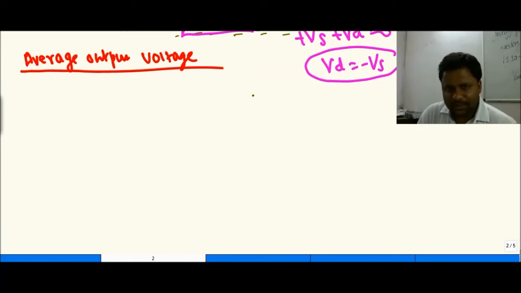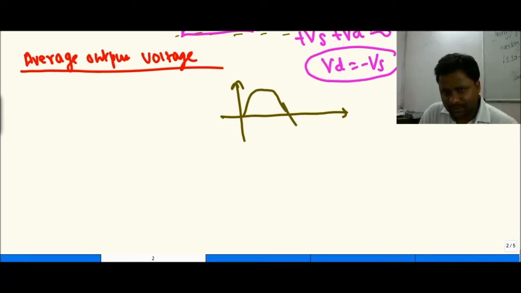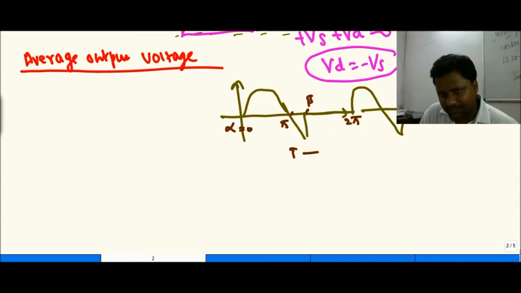So this is the waveform that we are obtaining in the RL load. It is going to be like this fashion, and repetition. Here this is alpha, which is 0. This is basically pi, and this is beta, which is basically 2 pi. This is the time period.